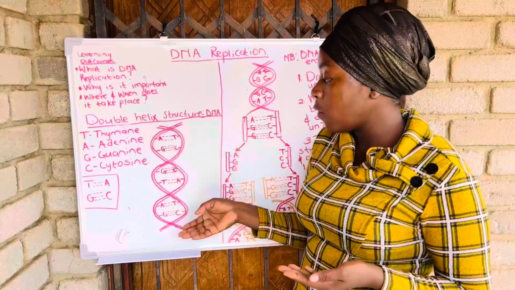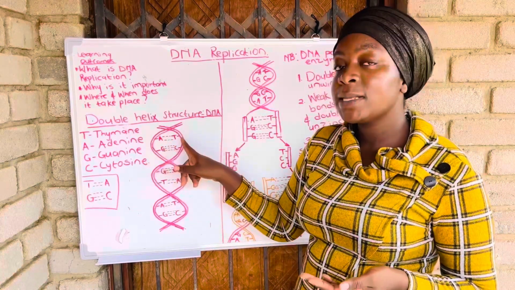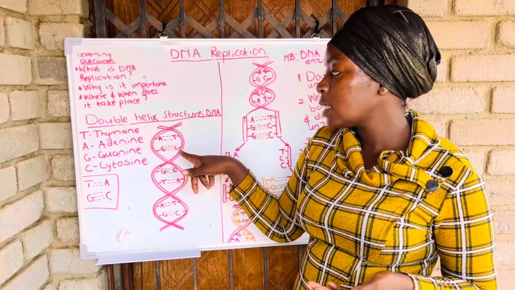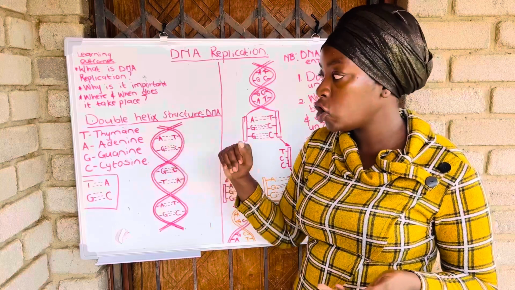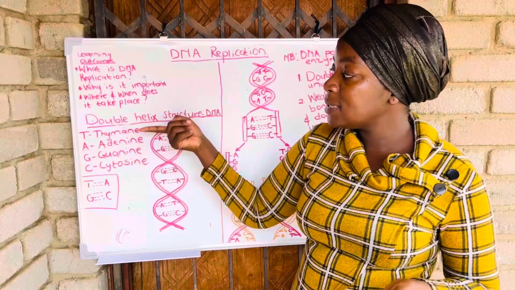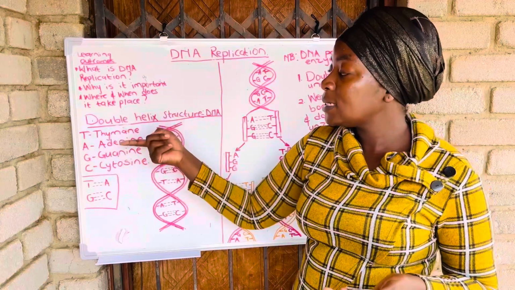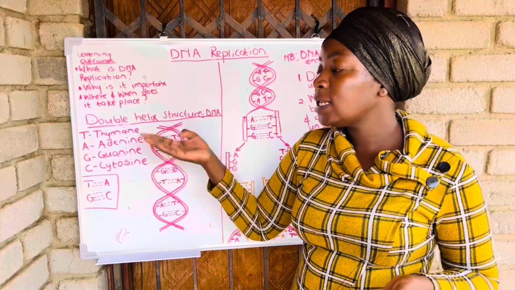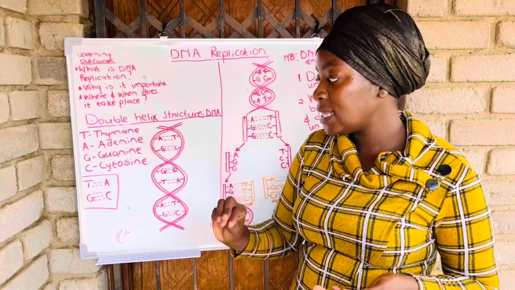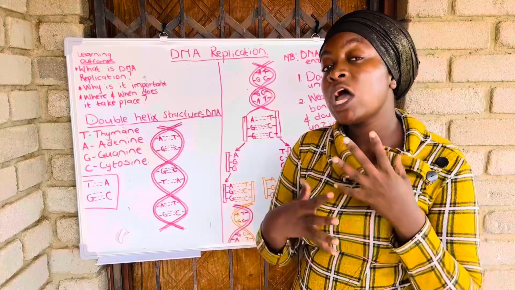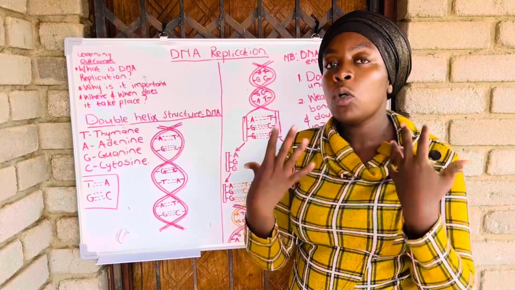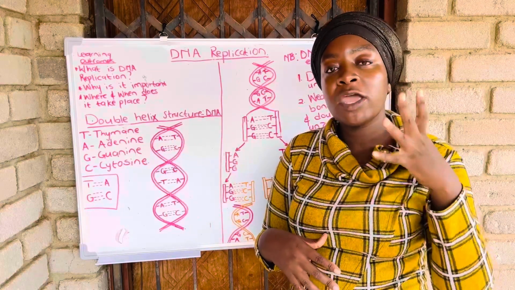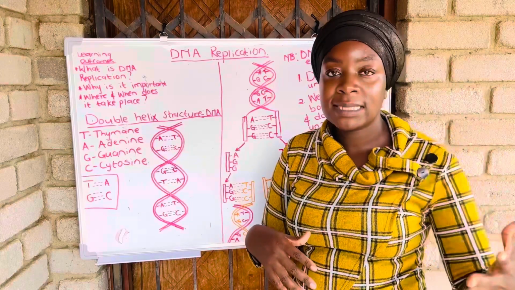If you can see from my structure, adenine pairs with thymine through 2 hydrogen bonds, and guanine pairs with cytosine through 3 hydrogen bonds. T represents thymine, A represents adenine, guanine is represented by G, and cytosine is always represented by C. These are the things that I need you to understand before we can do the whole process of DNA replication, because it's going to make you understand how the whole process works.